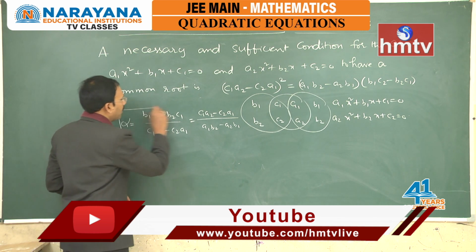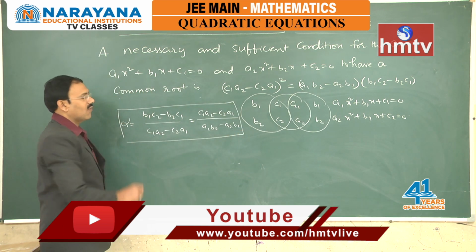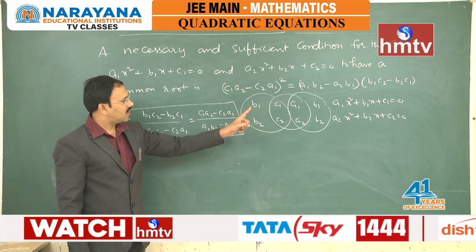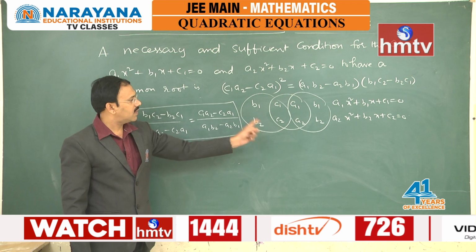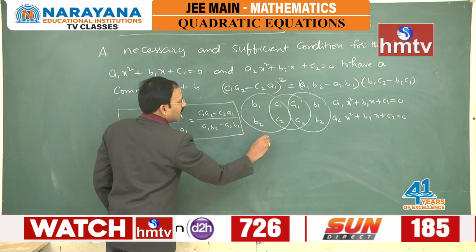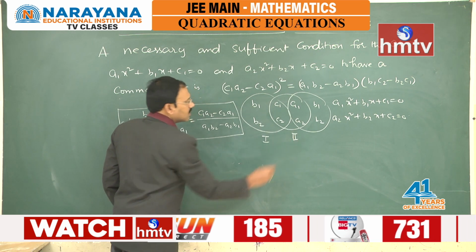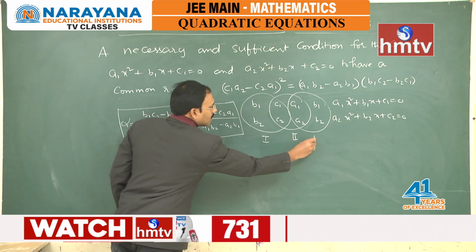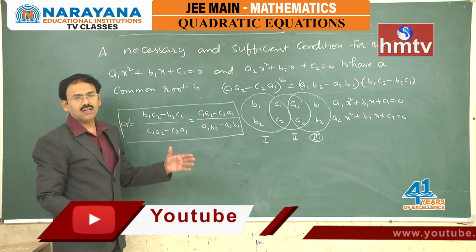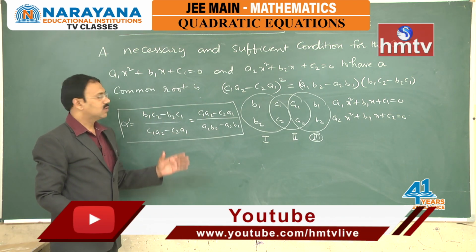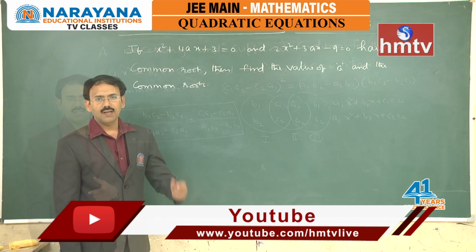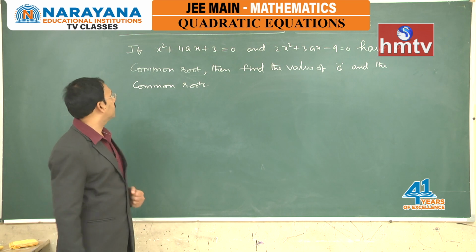You try to apply the procedure in this format. You see, I have noted coefficients of x, constants, x square, and repeated the first. Now, first det by second det is equal to second det by third det. If you apply it like this, you will definitely take little time to apply the condition. Now let us see this problem.